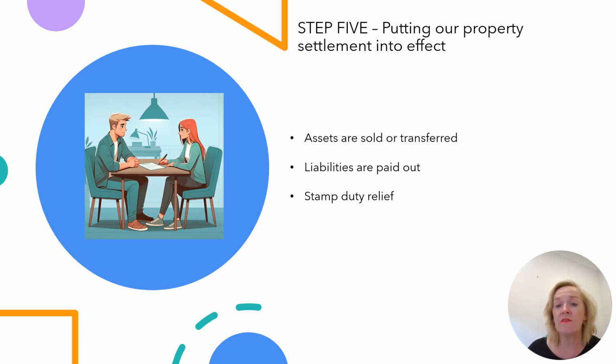And step 5 is putting your property settlement into effect. Once the orders are made by the court or your binding financial agreement is signed, then assets will be transferred or sold, superannuation split, and liabilities paid out. This step concludes your property settlement. Because you've used a consent order or a binding financial agreement, you won't have to pay stamp duty on the transfer of your house or car, provided the transfer happens after the agreement or orders are finalised.